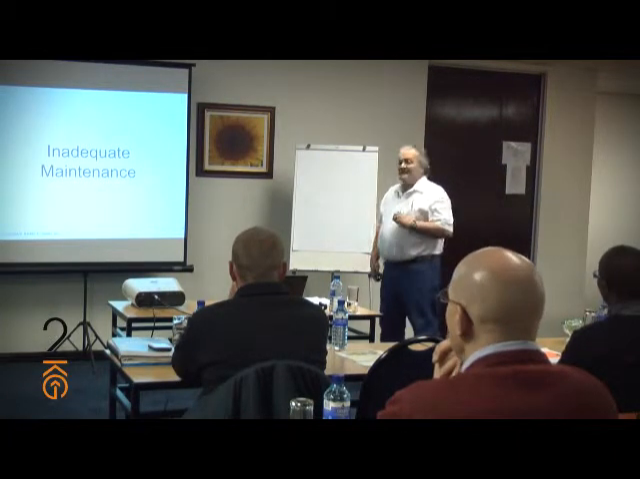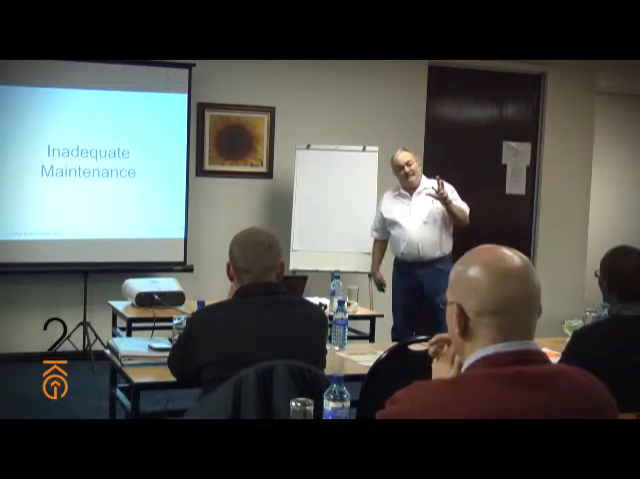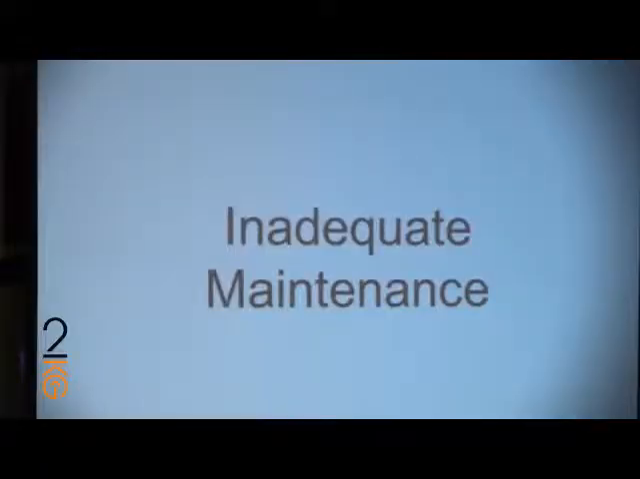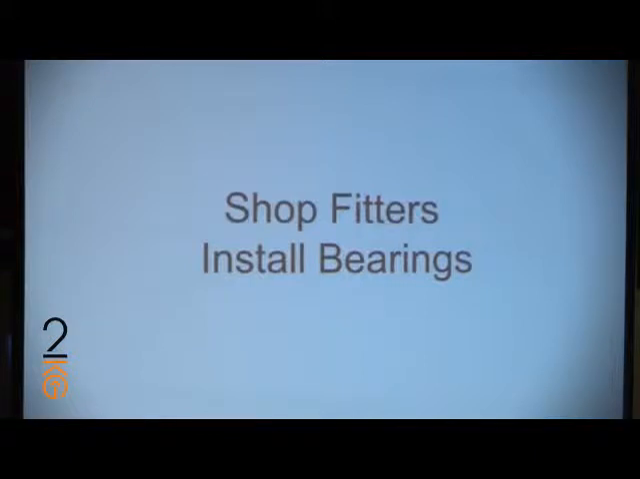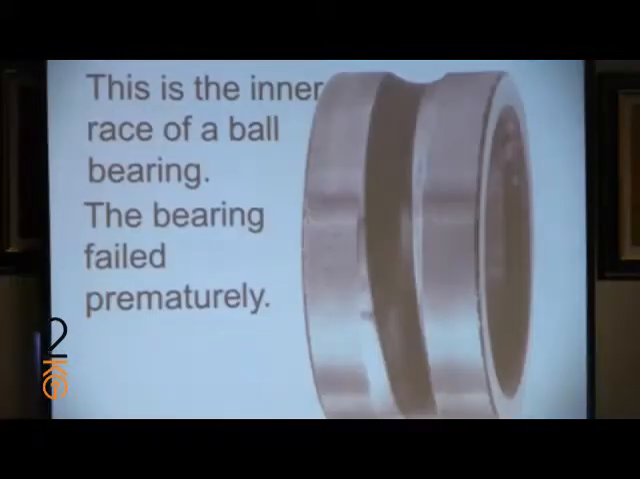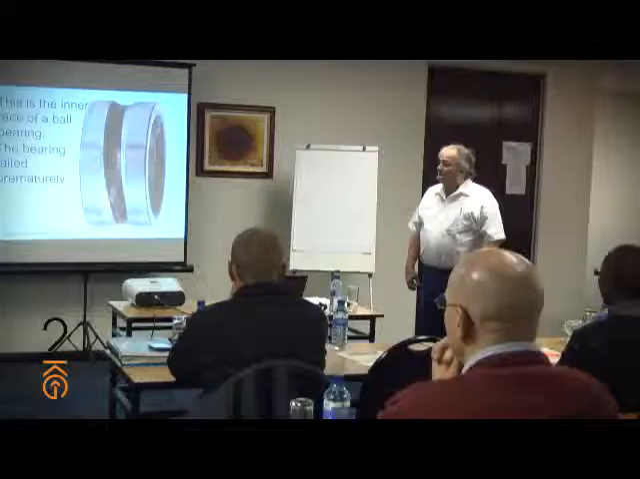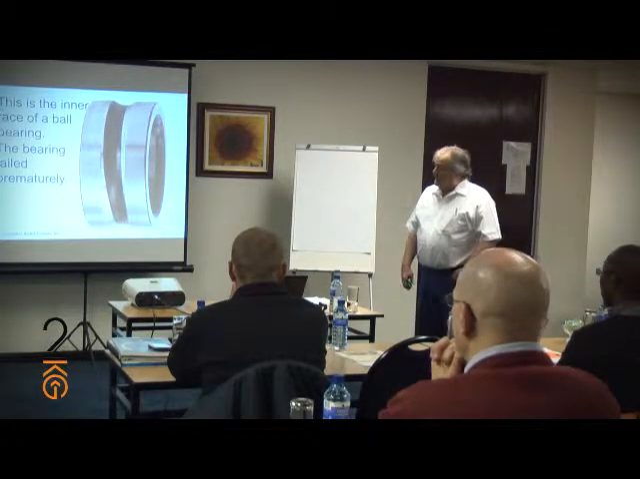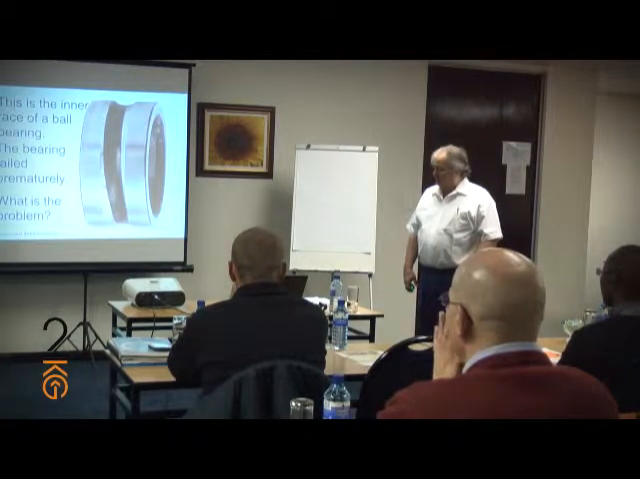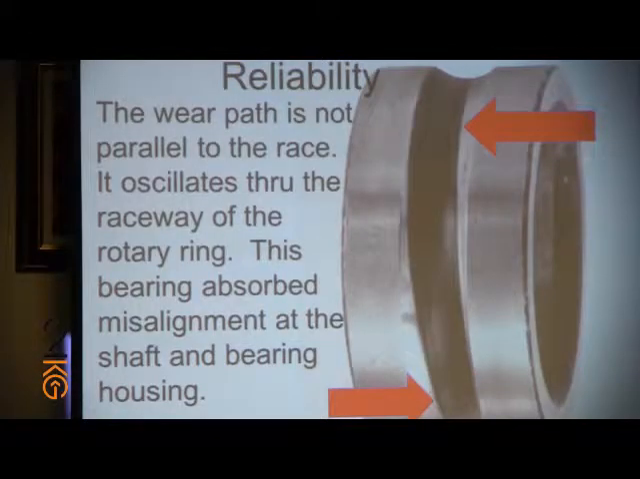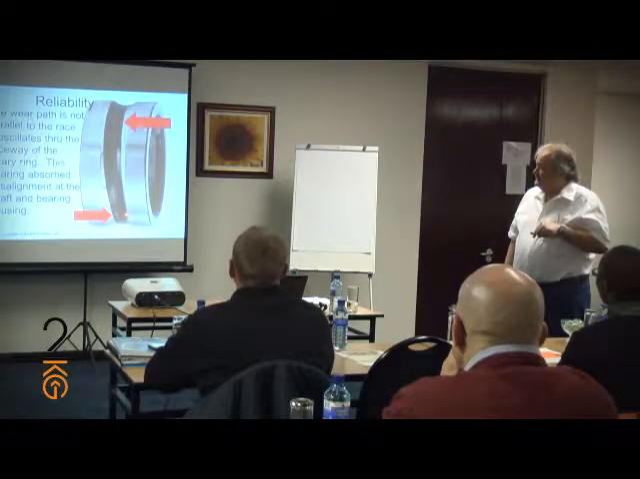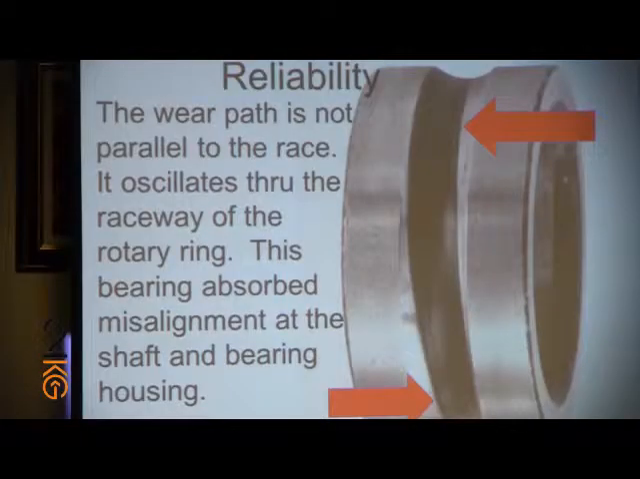Here is an example of inadequate maintenance. It is a pump that is in the shop because of inadequate maintenance. Now the shop fitters install bearings. Here's a bearing. That is called the inner ring or the inner race of a ball bearing. It failed prematurely, and the question is, what is the problem? We can see the problem. The wear path, that's this darkened area right here. The wear path is not parallel to the groove, to the race. It oscillates through the raceway of the rotary ring.